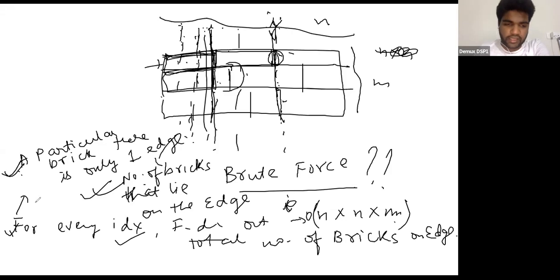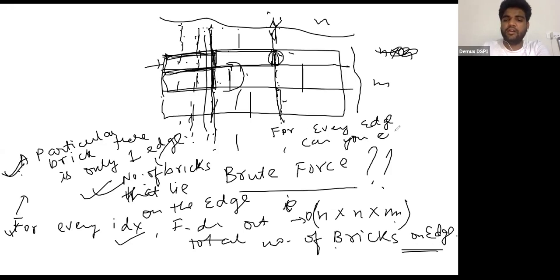So can you think in reverse? Instead of going after every index, can you go after every edge? So for every edge, can you enumerate all bricks that lie on that edge? All bricks that terminate at that edge.